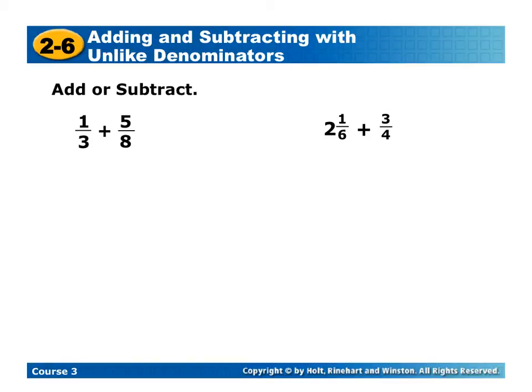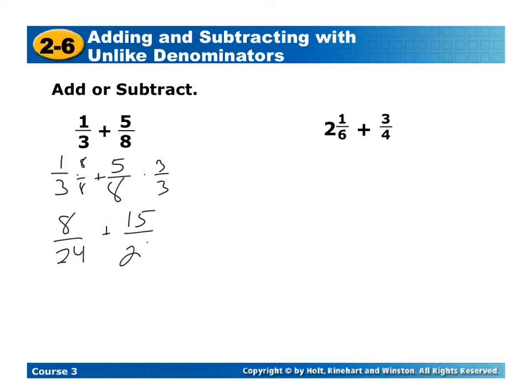Now what I want you to do is pause the video. Try both of these problems on your own, see if you can work through them, and then restart and check your work. So we have 1/3 plus 5/8. I know that both of these numbers go into 24, so I'm going to multiply 1/3 times 8/8, and multiply 5/8 by 3/3. So this becomes 8/24 plus 15/24. I'm going to add 8 plus 15. It's going to give me 23/24.